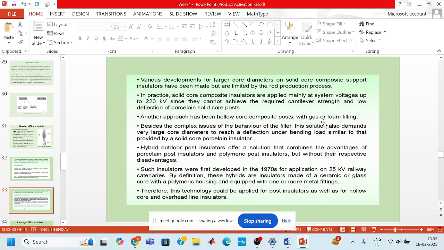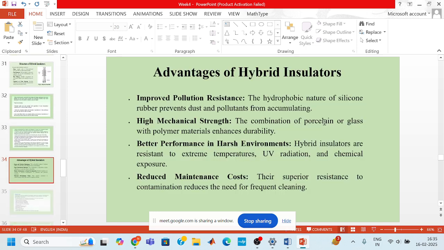insulators. And such insulators were first developed in the 1970s, which I have discussed in my first class, for application on 25 kilovolt railway catenaries. But by definition, these hybrid insulators are made up of a ceramic or glass core with a polymeric housing and equipped with one or more metal fitting rings.